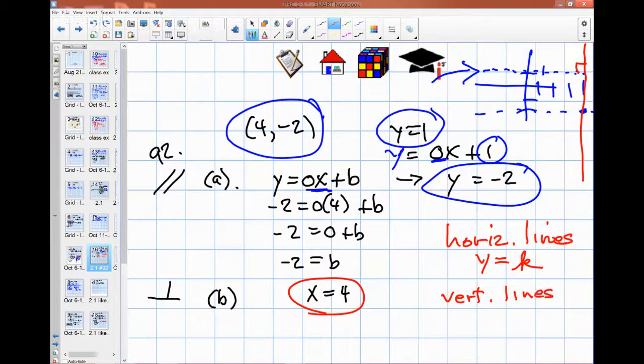Vertical lines are always going to be of the form x equals some other constant. I don't know, let's say a. You see in this case, that's what happened when we needed a horizontal line here. We got y equals, again, a constant. And when we needed a vertical one, we had just x equals a constant. So that's the one thing that doesn't fit y equals mx plus b: a vertical line. I picked that out for a reason.